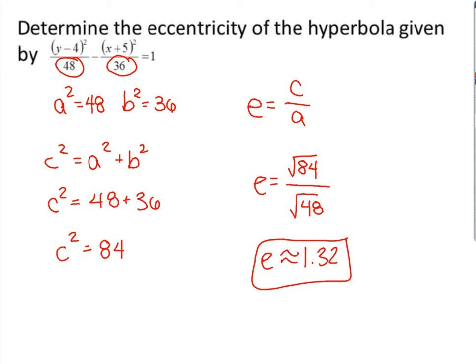Eccentricities for hyperbolas are always going to be greater than 1. If you remember from ellipses, the eccentricity for an ellipse will be between 0 and 1. If it's 0, it will be a circle. The closer to 1 it gets, the more stretched out it'll be. And then once it passes 1, you are now at a hyperbola.